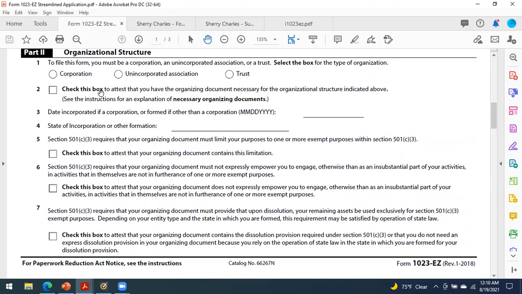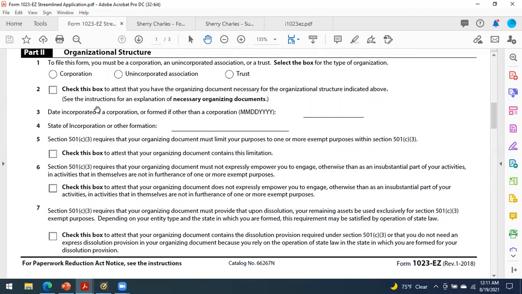And then we see the word attest again. Check this box to attest that you have the organizing document necessary for the organizational structure indicated above. So if you select a corporation, then you will have to check this box to attest that you have the organizing document necessary to prove that you are going to be a corporation. You don't have to attach it. You just have to attest that you have it.